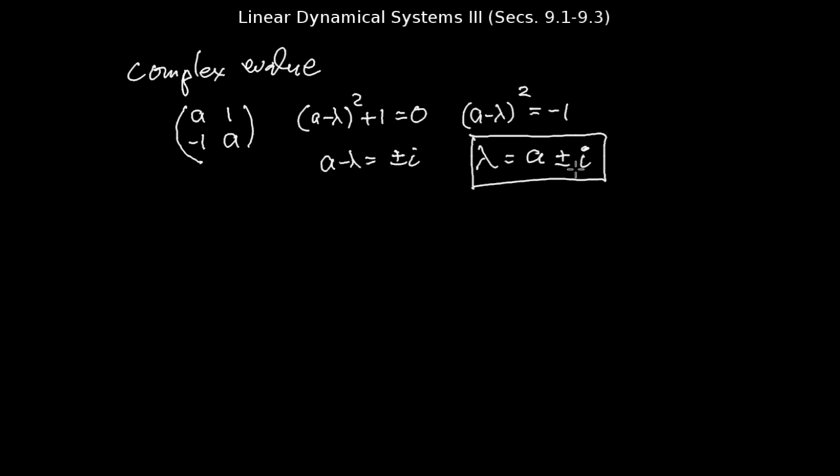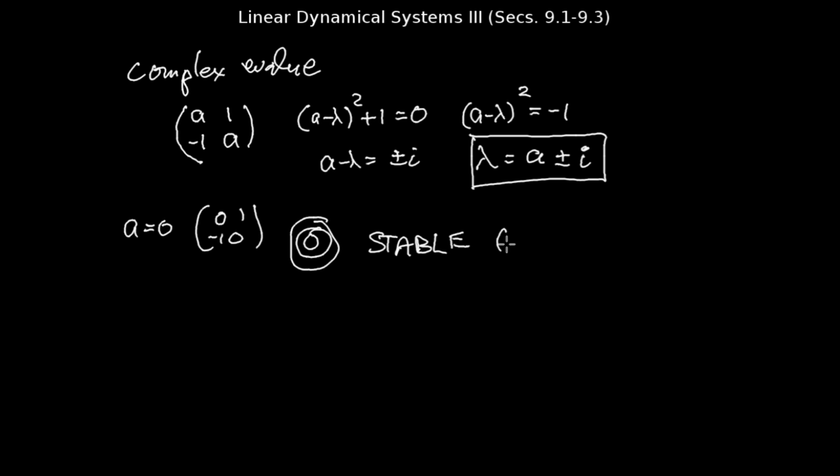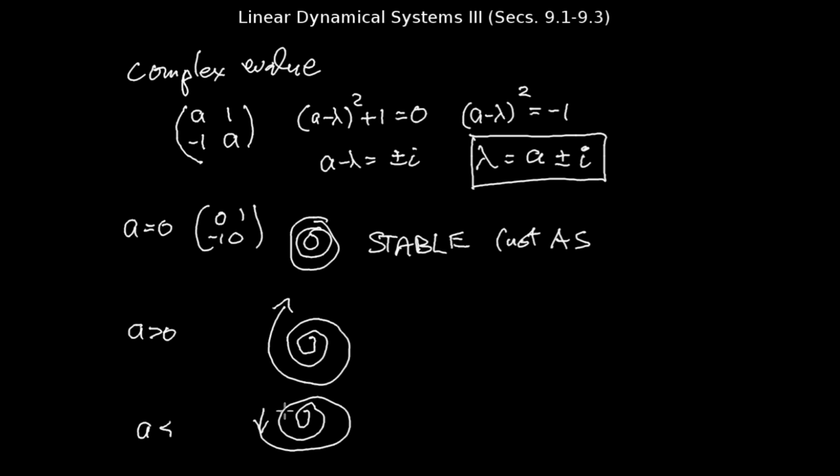And I mentioned that it's the sign of a that matters. Well, we already saw if a is equal to 0, so you're just talking about 0, 1, minus 1, 0. These are the circles. And this is the one case which is actually stable, but not asymptotically stable. If a is positive, that's where you get these spirals going out. And if a is negative, that's where you get these spirals, except the arrows pointing in. And if the arrow's pointing out, it's clearly unstable. And if the arrow's pointing in, it's clearly stable.